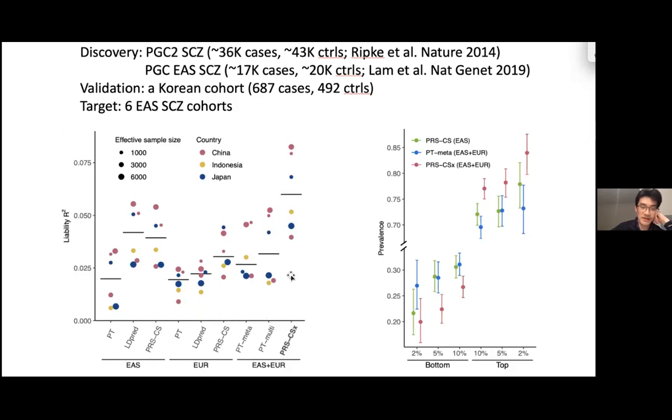And you can see that the PRS-CSX can increase the prediction accuracy relative to methods trained on a single GWAS. And then the median variance explained here had approximately 50% increase relative to PRS using the ancestry matched East Asian GWAS. And almost double the prediction accuracy here when the PRS was trained using European GWAS. And on the right panel, you can see that at the tail of the PRS distribution, PRS-CSX can also better stratify patients at top and bottom PRS percentiles relative to other methods.